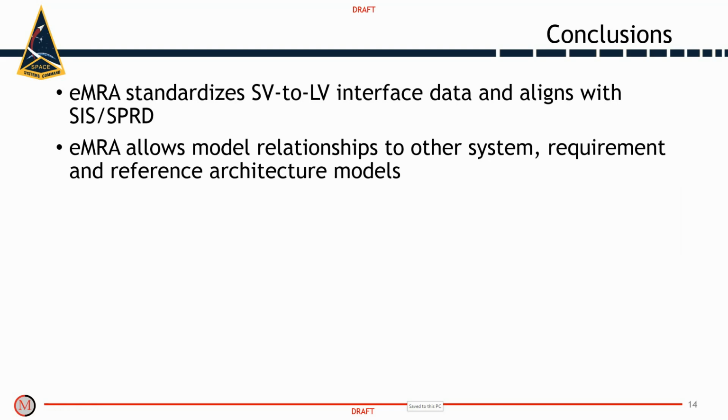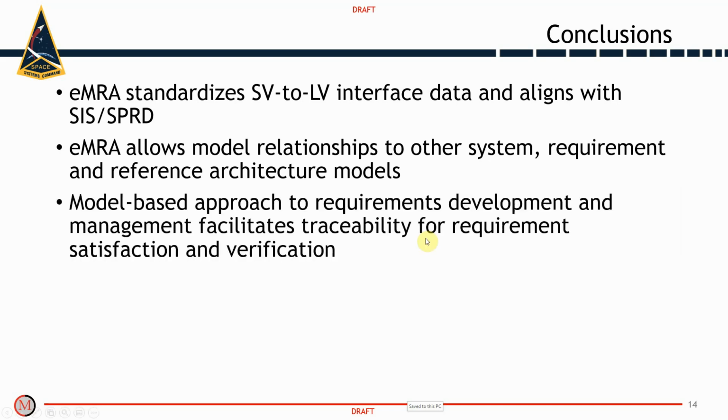We have traceability because we can interrogate the model. We have traceability to any other model element so that we can do analyses and what ifs and trade studies, for example, if we want to swap out different payloads. A model-based approach to requirements development and management facilitates traceability for both requirement satisfaction and verification. So to be able to have an MRA as input to developing the ICD, or the interface control document, which is really the governing requirement document for a mission, is really crucial because we can then establish that traceability.